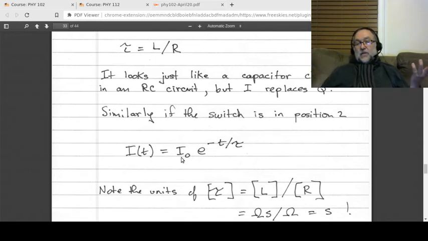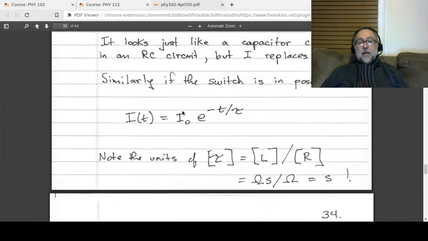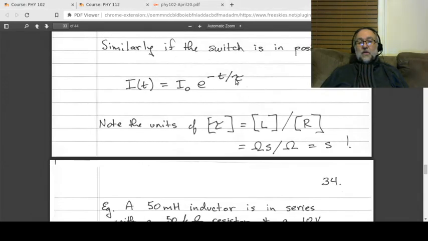It starts off at some I naught and then decays down to zero at very long times. It's useful to look at the units of tau. The units of tau have to be seconds, because you've got seconds over seconds here. For the RC circuit, you saw that tau worked out to be seconds. Let's see that it works out to be seconds here.